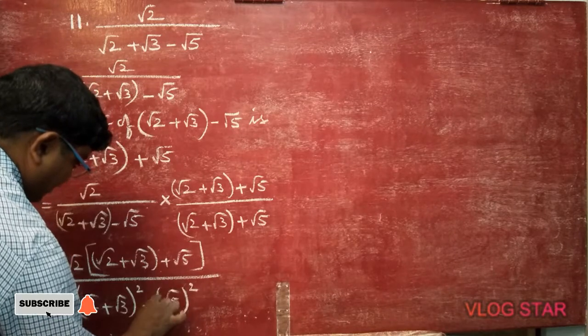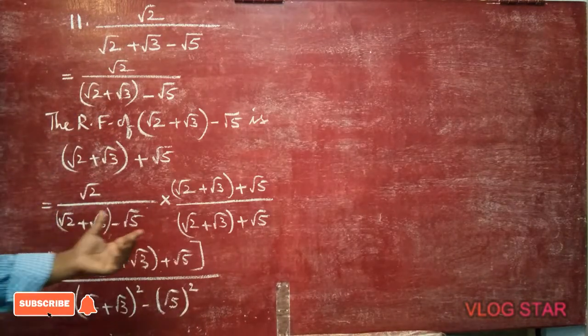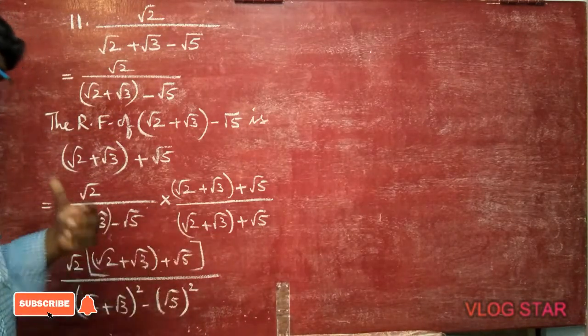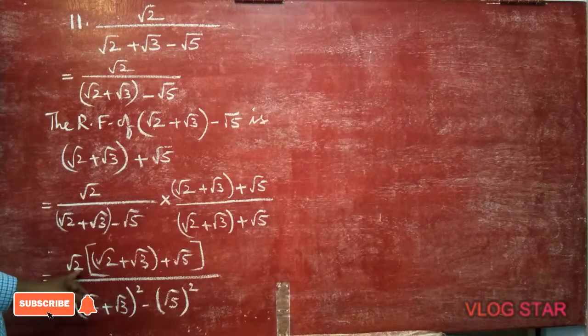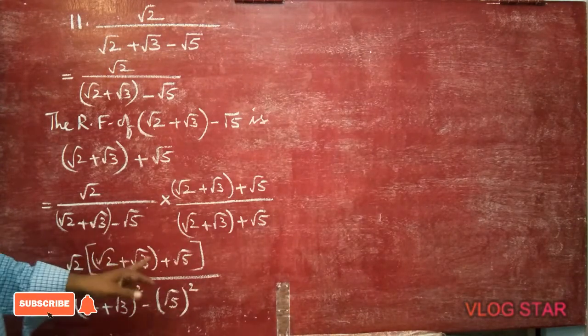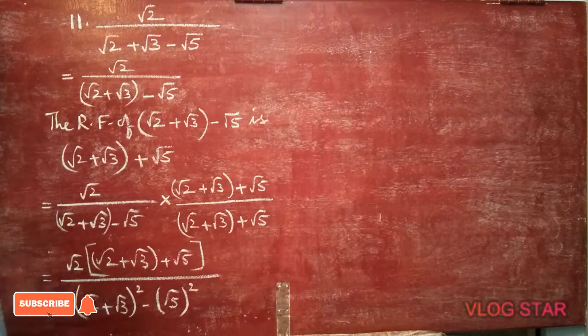Always the denominator formula will not change. A plus B into A minus B is equal to A square minus B square. Now multiply with root 2 all the 3. Next come to the denominator.